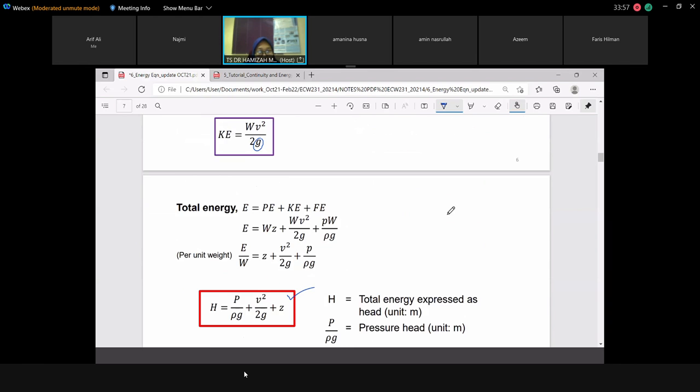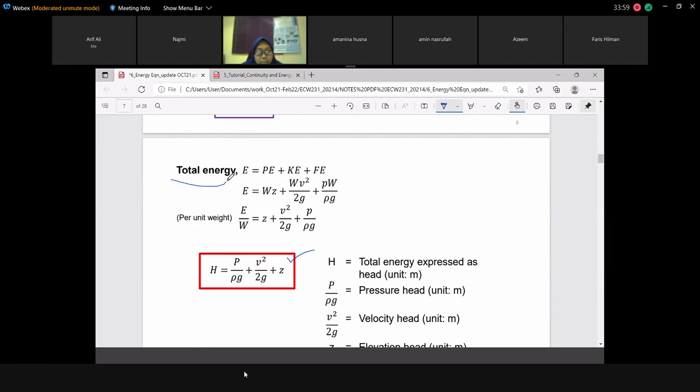Okay, so this is the total energy. We need to combine the pressure energy, potential energy, and also kinetic energy. So this is the basic formula to find those energies. We have the weight times Z, plus weight times V squared over 2g, plus pressure times W divided by density times g. So we need to simplify. All will be divided by W, so we can cancel all the W.